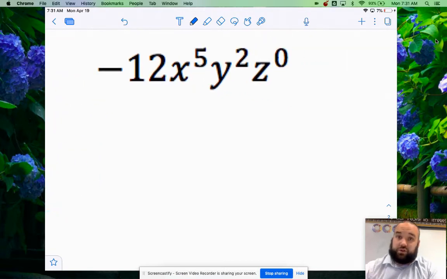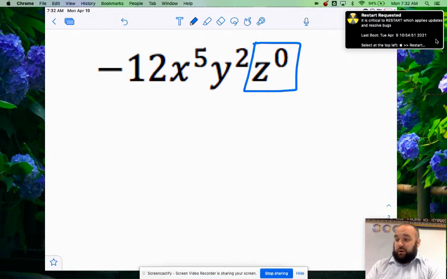This is an expression of multiple variables, negative 12x to the fifth, y to the second, z to the 0. I don't know what x is, so I can't do anything with x to the fifth power. I don't know what y is, so I can't do anything with y to the second. But I do know that as long as z is not 0, and again, we are assuming that z isn't 0, z to the 0 power is going to be 1.